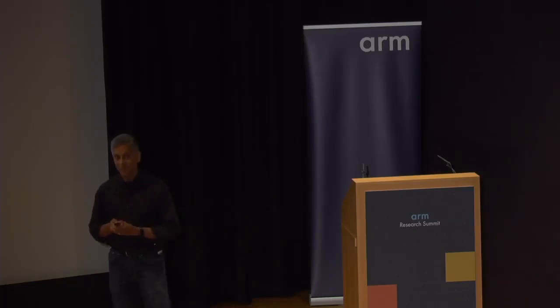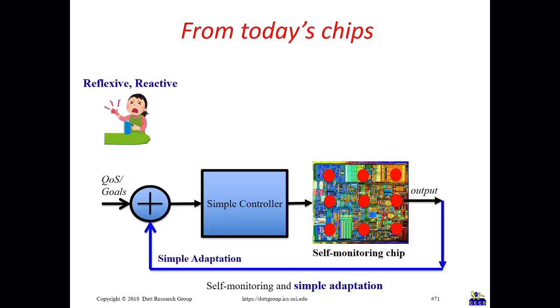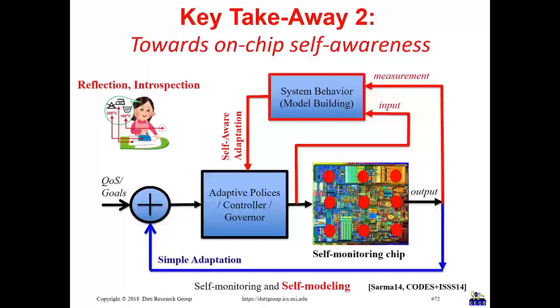so that you can actually combine that in interesting ways. And the way you'd combine it is by going from today's chips, which are primarily reflexive and reactive, to having these be reflective, reactive, and introspective, where you can build a self-model and try and predict what might happen in the future and do that in interesting ways. So that's the second key takeaway.